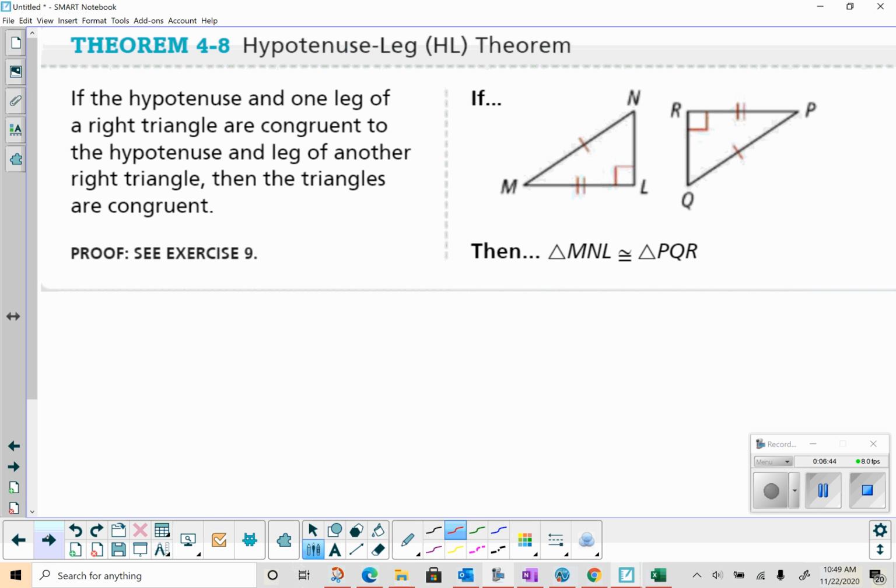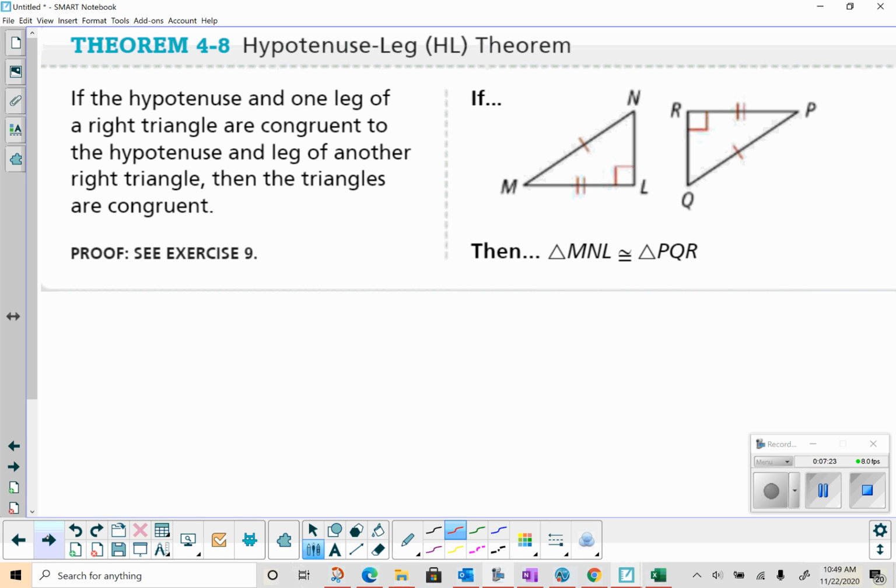This exception, again, only applies to right triangles. So we are going to give it the name hypotenuse leg theorem. Again, only a right triangle has a hypotenuse. We've used the term leg when referring to isosceles triangles, but hypotenuse only applies to right triangles. So our theorem here: if the hypotenuse and leg of one right triangle are congruent to the hypotenuse and leg of another right triangle, then the triangles are congruent.